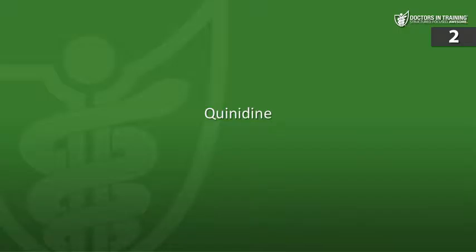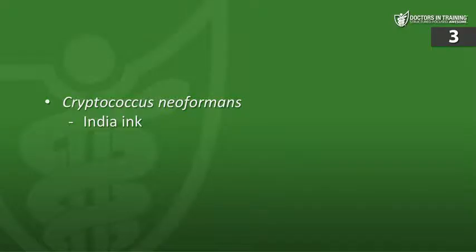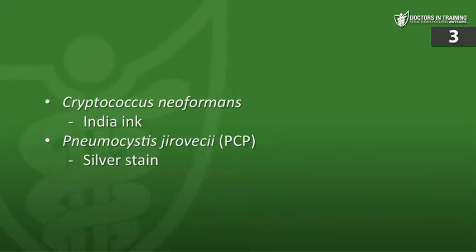Next, which antiarrhythmic has the side effect of cinchonism? So you've got to think of quinidine. Next question, what stain is required to see the following organism? So if you have Cryptococcus, you're going to use India ink. For PCP, you're going to use a silver stain. And then for chlamydia, you're going to use a Giemsa stain. All right, guys, that's going to be the end of the warm-up. Let's get to that lecture now.